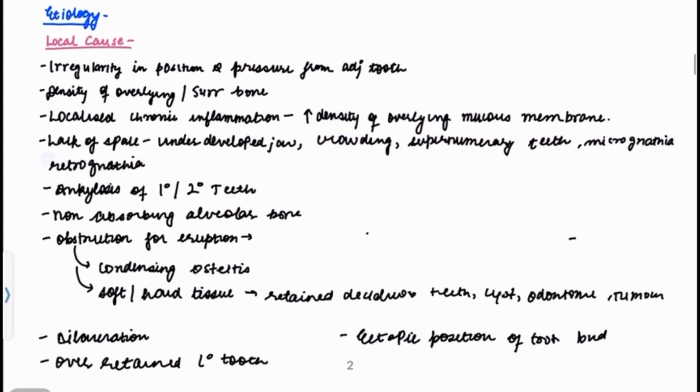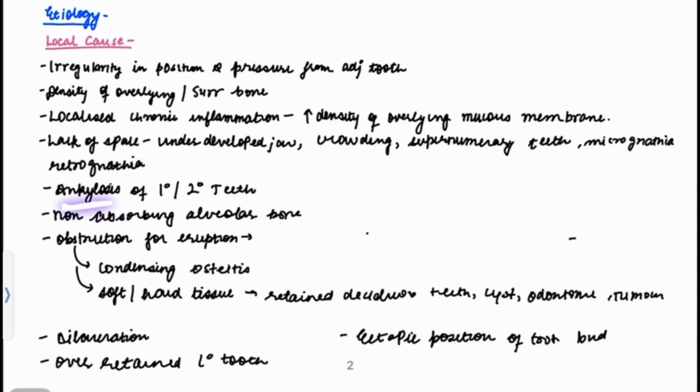Then there can be lack of space. For example, if there is an underdeveloped jaw, or there is crowding or presence of supernumerary teeth, these all can lead to lack of space. So the tooth does not have space to erupt, so it will remain impacted. It will not reach its normal location where it had to reach.